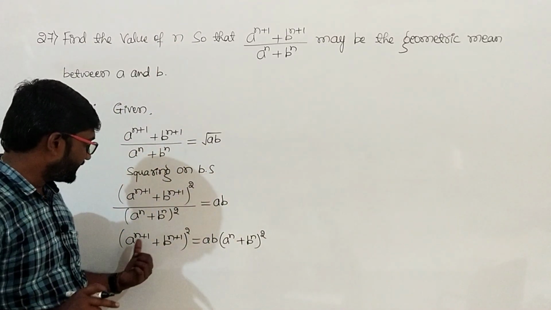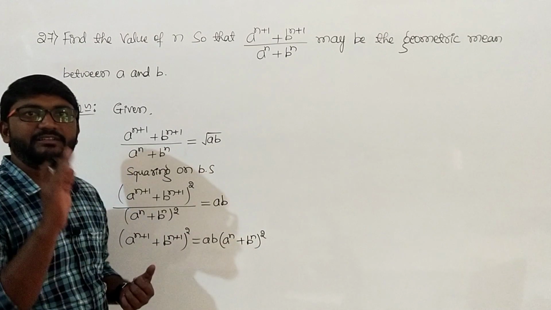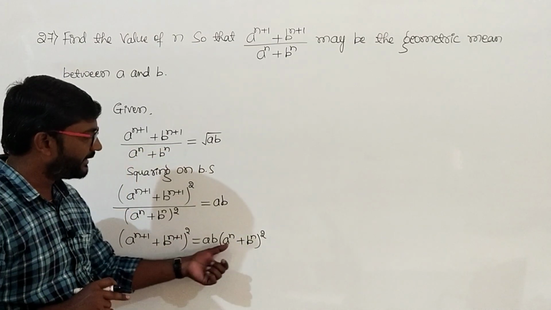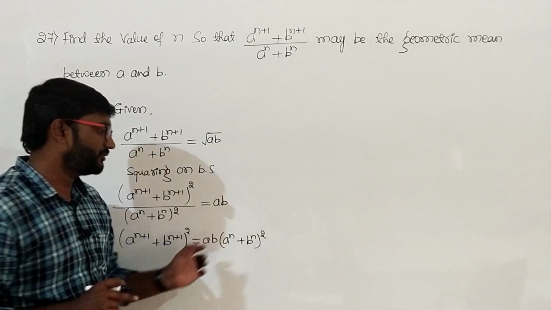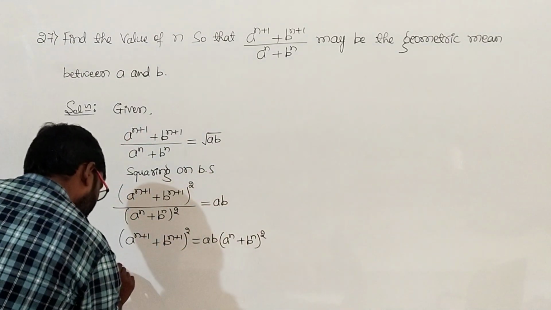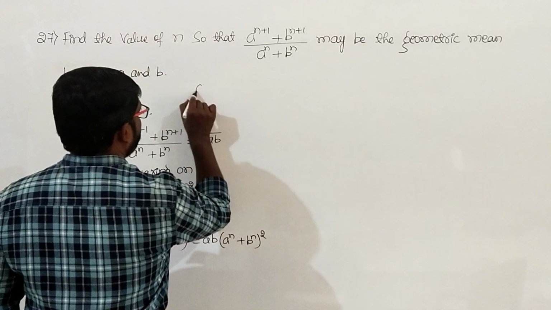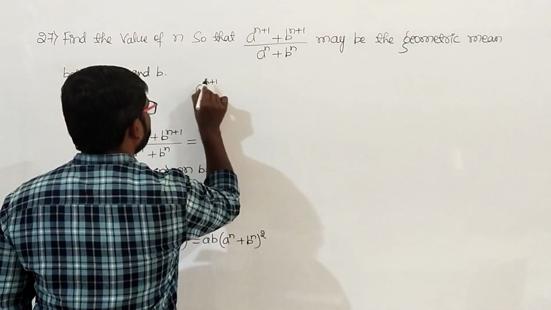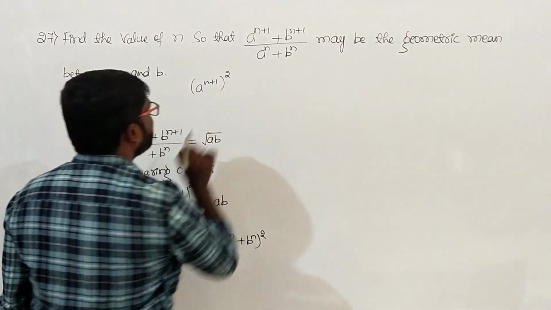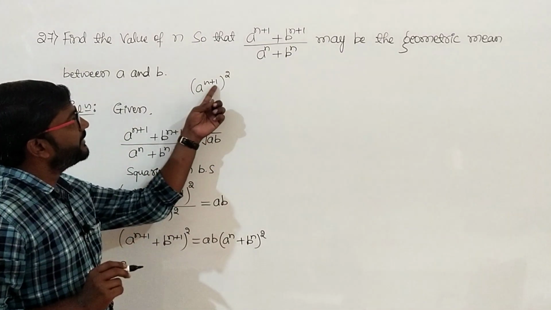Now this is in the form of a plus b the whole square, that is a square plus b square plus 2ab, and again it is in the form of a plus b the whole square. Let us apply the formula. So here the square applies to the first term. So a raised to n plus 1 the whole square, that means it is in the form of a raised to m whole raised to n.